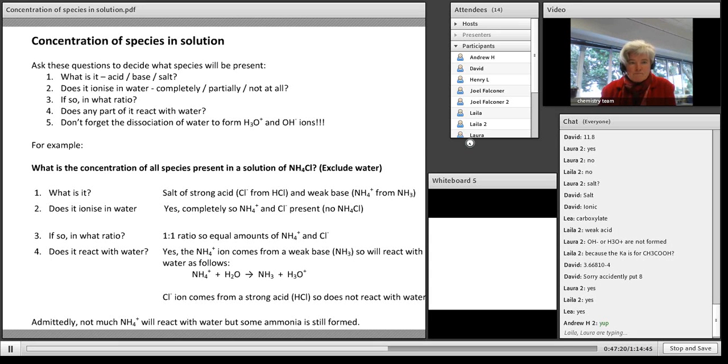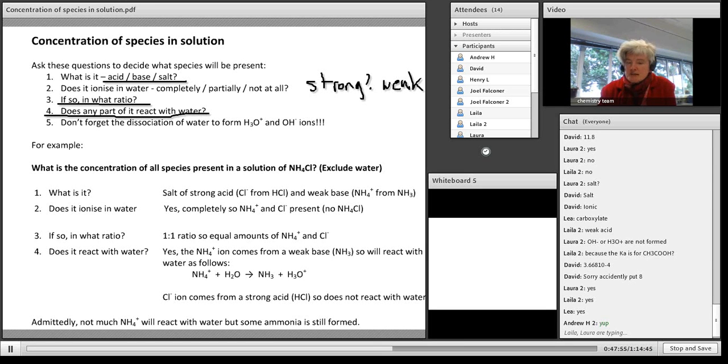So going over here, first work out, is it acid, base, or salt? Does it ionize in water? So in other words, what we're asking here is, is it strong or is it weak? Okay, strong or weak. And then that's important for the ratio. Does it form 2 hydroxide ions, 2 hydronium ions? What's the ratio? And then, does any part of it react with water?